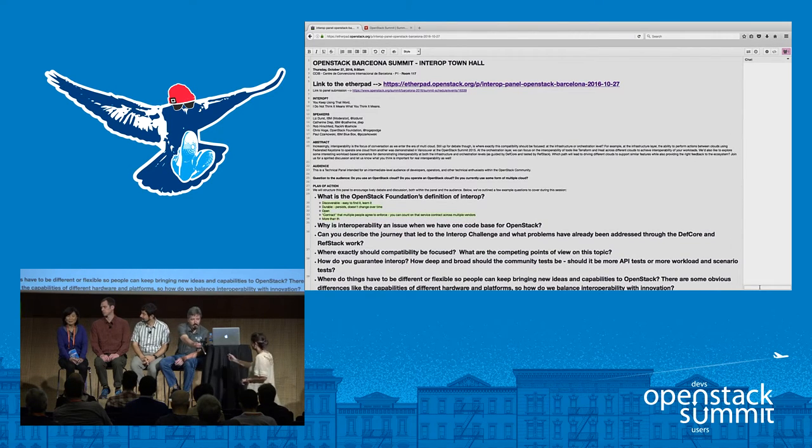Okay. So my name is Catherine Deep. I work for IBM, and I have been working with Rob since day one on interoperability for OpenStack.